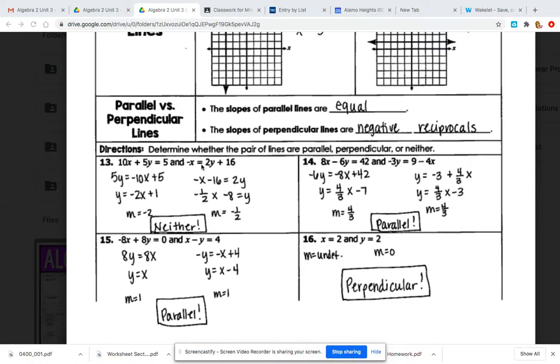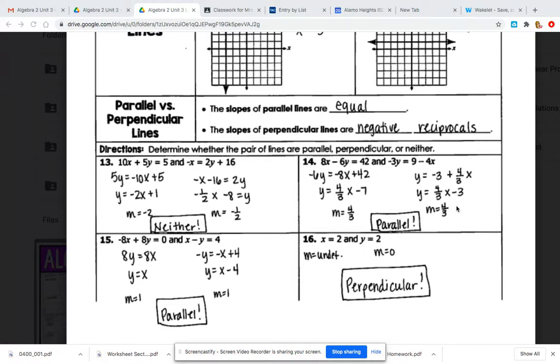When we rewrite this equation on the right, we get negative 1/2 x minus 8 equals y. So m is negative 1/2. The slopes are not the same, so they're not parallel. And the slopes are not opposites because they're both negative. And so therefore it's neither.